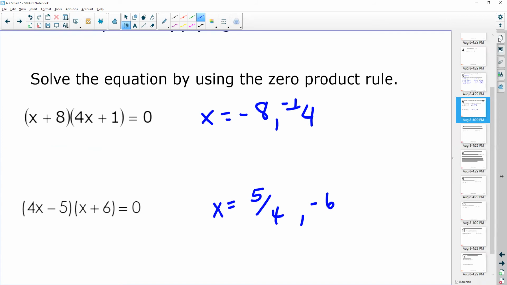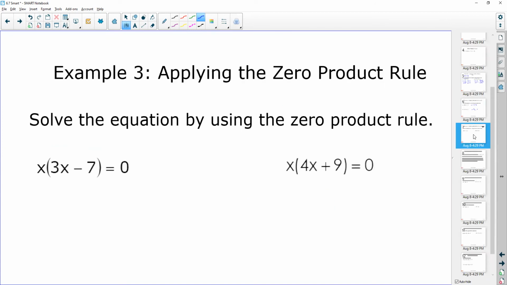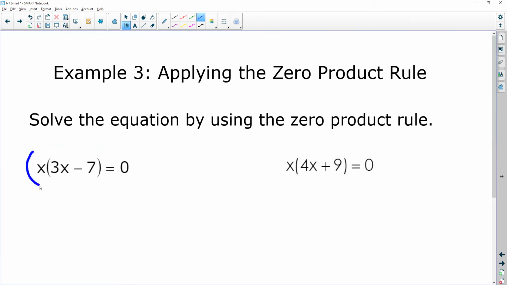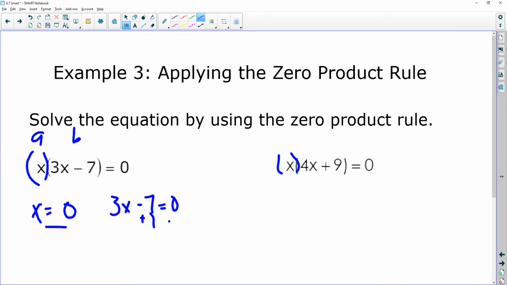So far, so good. All right, this looks trickier, but it's not. These are still products, and this might as well be in parentheses. So I'm going to treat it exactly the same way. This is A, this is B. So I get x equal to 0, and I get 3x minus 7 equal to 0. This one is just x equal to 0. I'm going to add 7. I get 3x equals 7, divided by 3. x is 7/3.